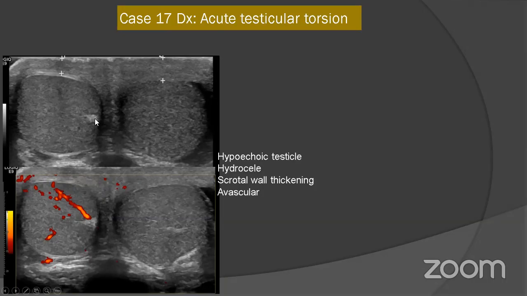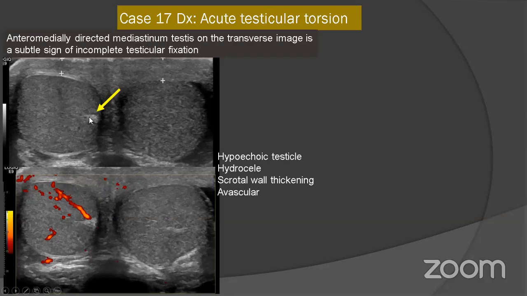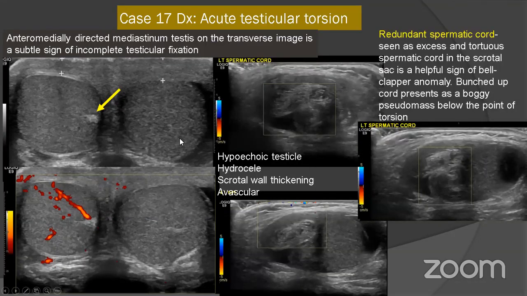Now, the other sign that I want you to pay attention to is this echogenic line here. You see this echogenic line in the right testes. Now, the right testes is also not normal. And why is it not normal? Because this is the mediastinum testes on the transverse image, and it should be seen in the lateral aspect, the posterolateral aspect of the testicle. Here it is seen in the anteromedial aspect, and this implies that this testicle is not fixed properly and is prone to getting torsed. So that's why when the surgeon goes in to fix the left testicle, they will check the right testicle and also do orchiopexy on the right side.